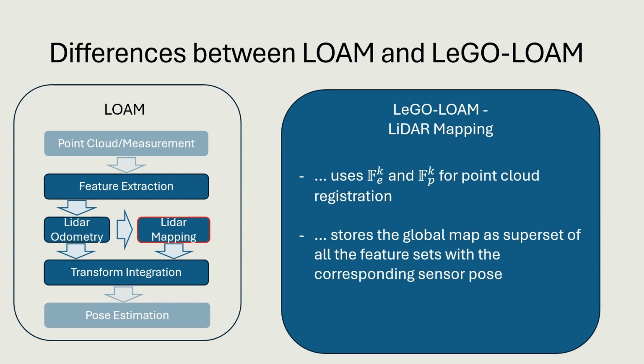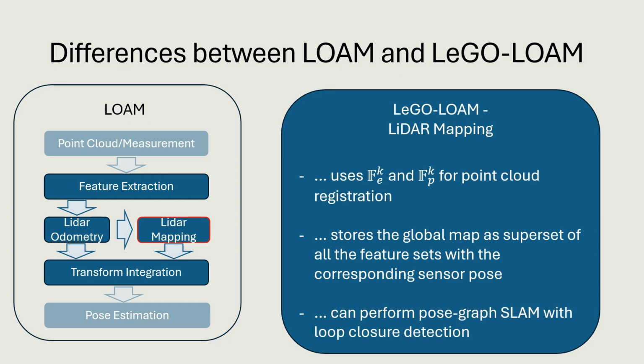This enables LeGO-LOAM to apply pose graph optimization for the global map registration process and benefits from the ability to perform loop closure detection. All these improvements cause a measurable increase in LoAM's performance. The attributes lightweight and ground-optimized sum up these changes and enhancements very well.